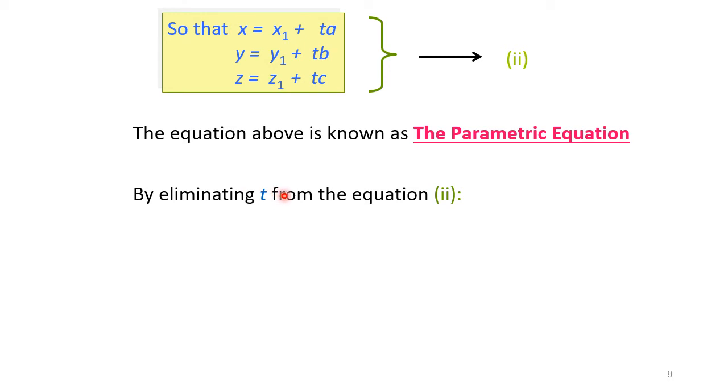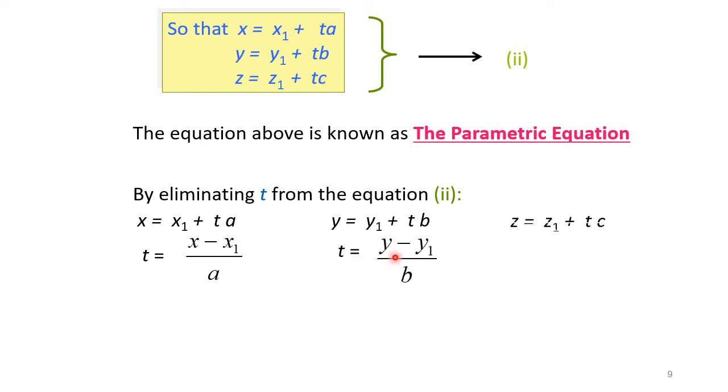So how do we eliminate t? So we put t as the subject. So look at our focus here, from the first equation, right? So we put t as the subject. So x minus x1, and then we divide by a. So similarly, we do the same with the second and third equation. We put t as the subject also. So same for the third equation, we put t as the subject.